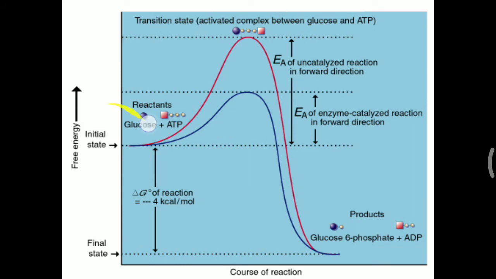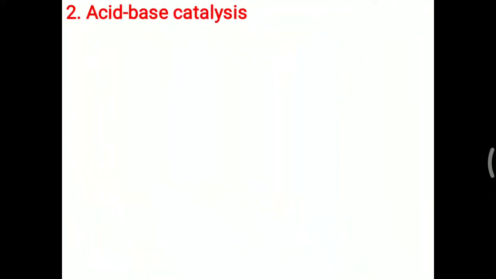Another example is glucose being converted into glucose 6-phosphate in the presence of ATP. Without enzyme, the activation energy requirement is high, but in the presence of enzyme the energy requirement is decreased. That gives an advantage in various biological reactions inside our body.